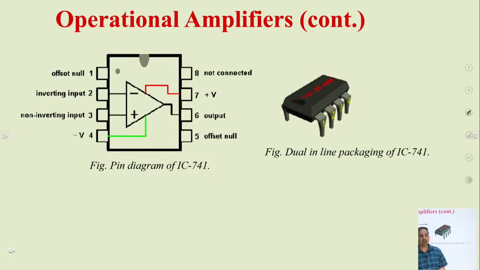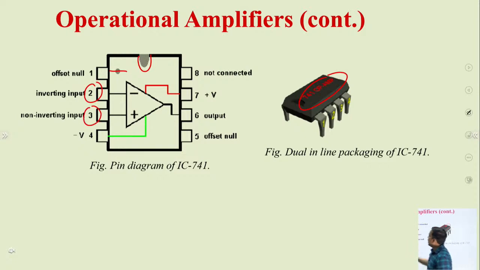So we have the IC in dual inline packaging. This IC is a 741, which has 8 pins. We are already aware how to number the pins of an IC. Starting from the left, this is pin number 1, pin number 2, 3, 4 and the remaining 5, 6, 7, 8 to the right. Let me start with pin number 2. Pin number 2 and pin number 3 are the inputs.